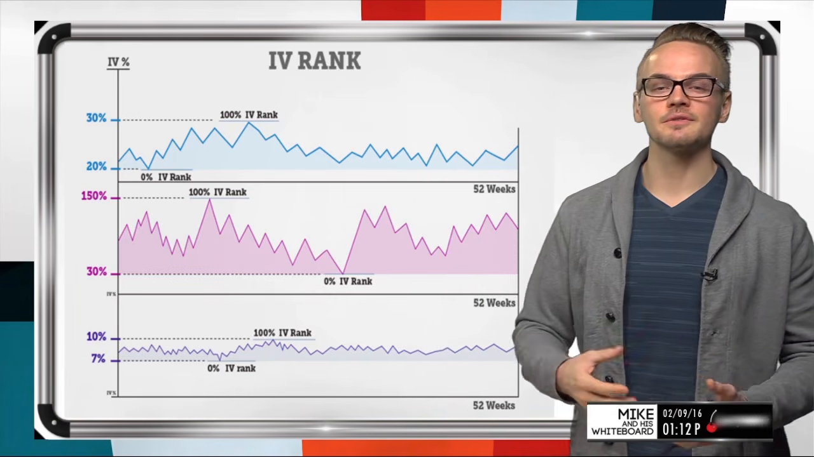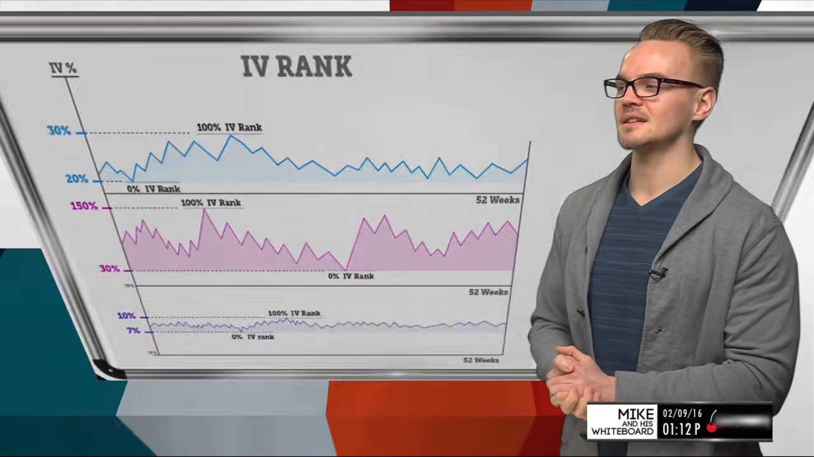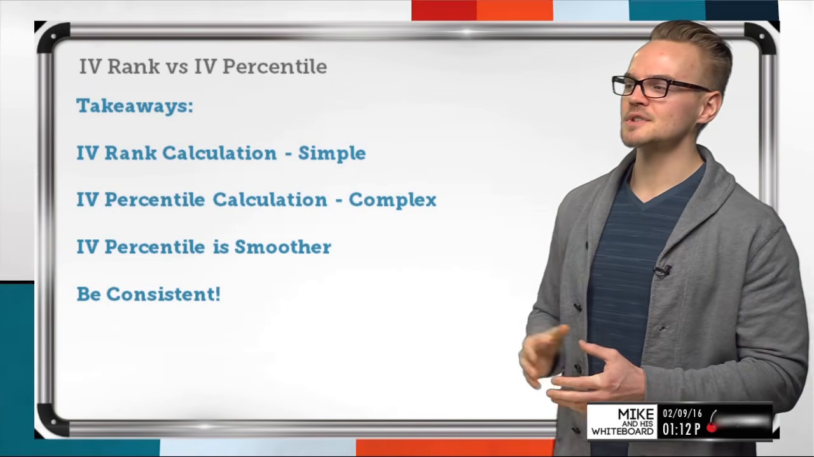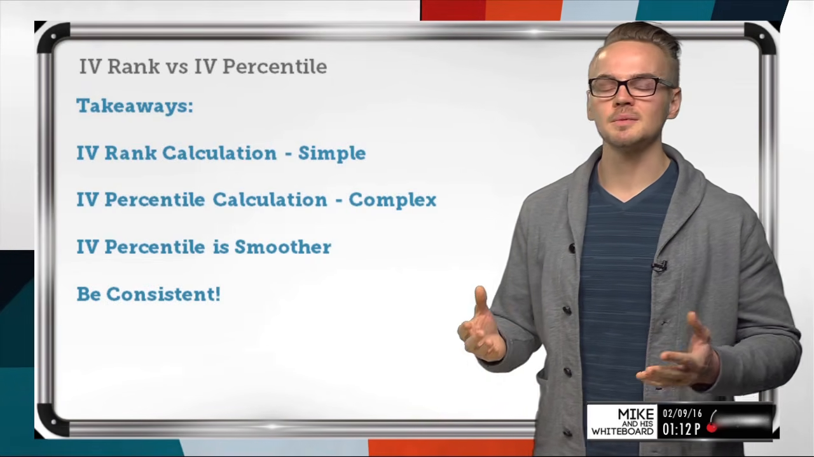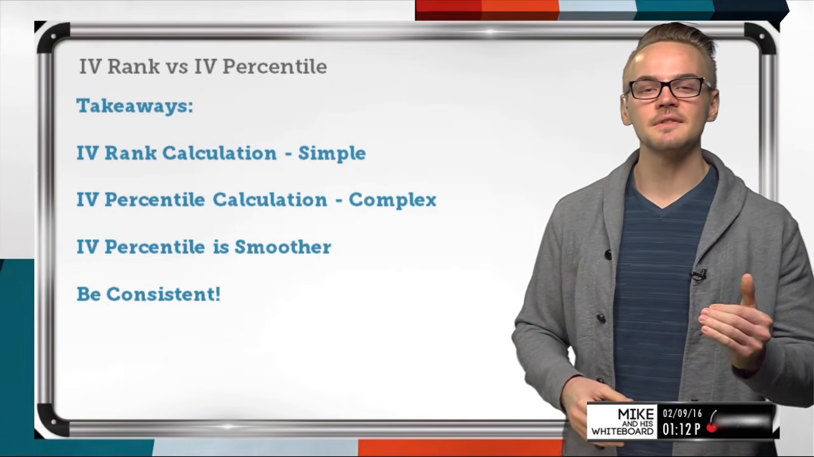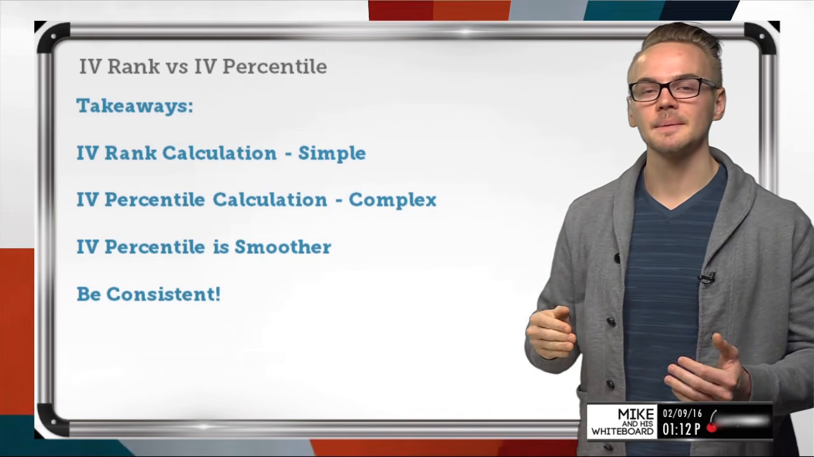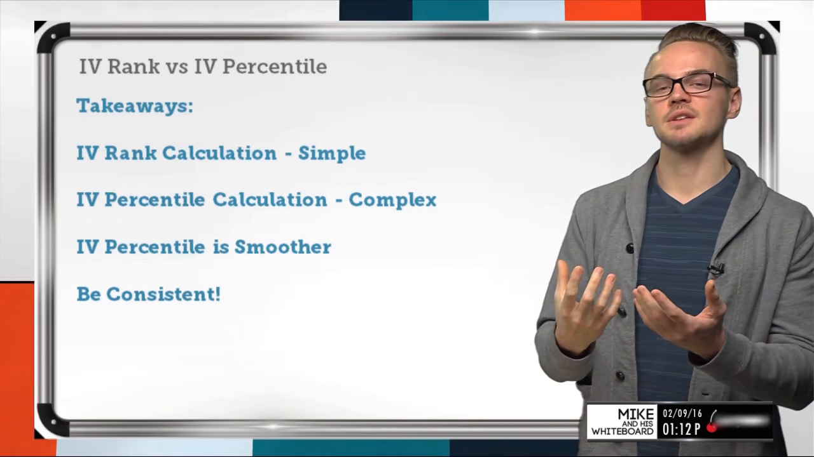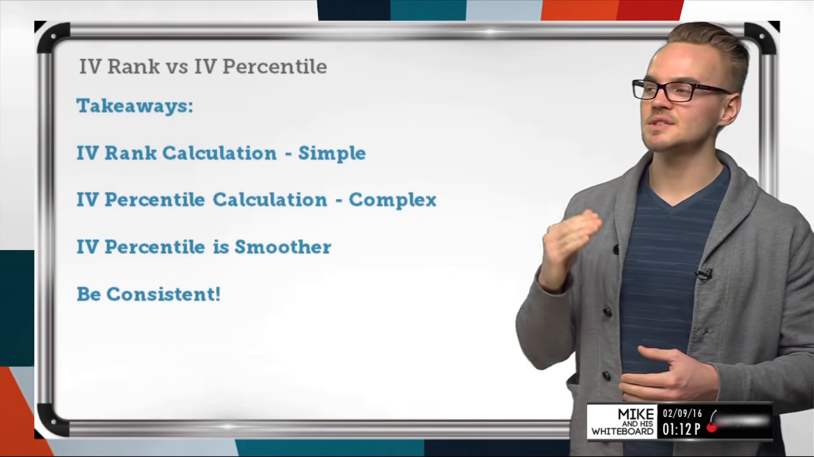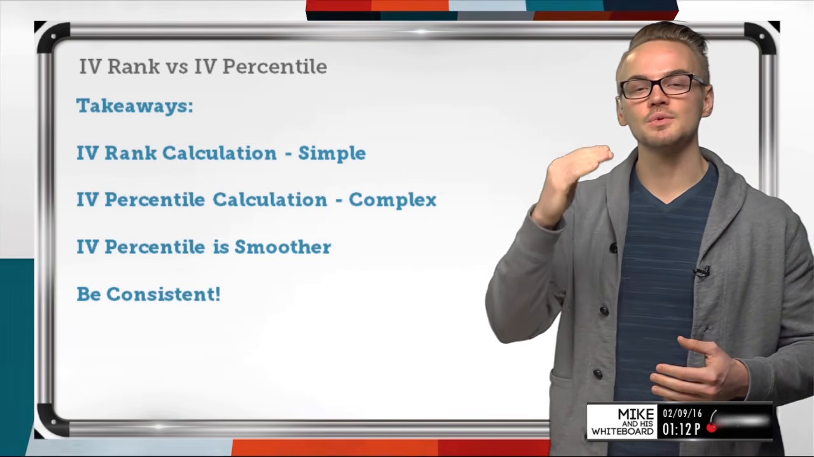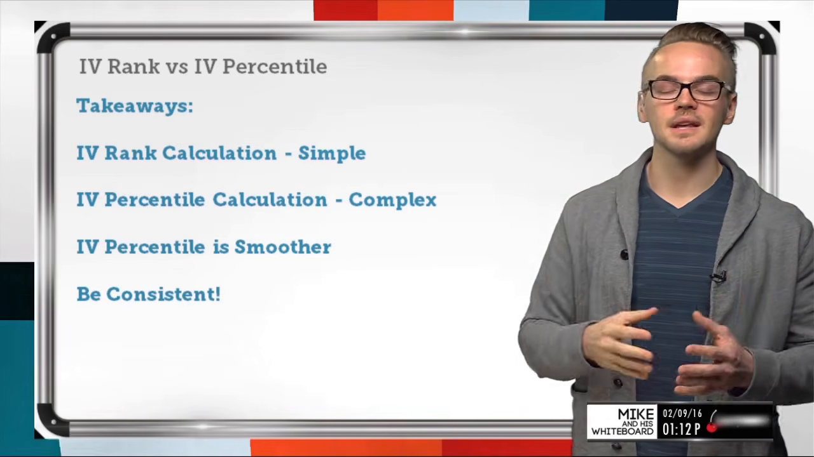So that was a ton of information, but let's wrap it up with some takeaways on the last slide here. So the first takeaway is that IV rank is a simple calculation. I can easily see the 52-week low, measure it against the 52-week high of implied volatility, and see where my current implied volatility level is. I can easily just map it out and give myself a visual of where that IV rank is.